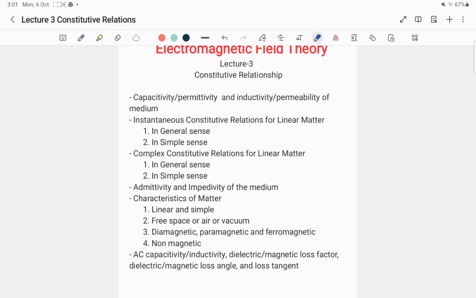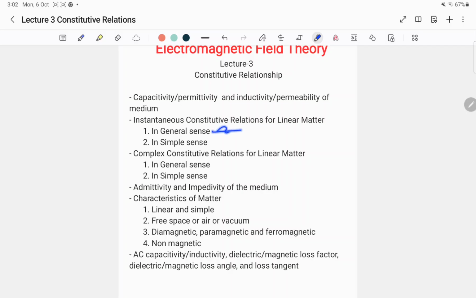So when I say constitutive relationship, one thing comes to mind, that the relationship is very simple. And yes, it is simple, but it is simple when the matter is linear, as we call it in simple sense. In that case, we have a relationship between the field quantities and the material properties, and that particular relationship looks very simple.